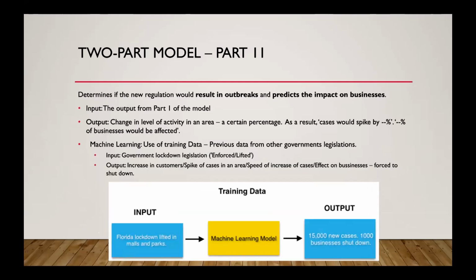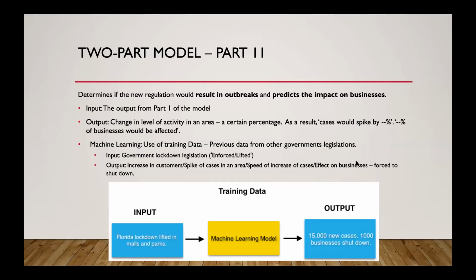Now, the second part of the model determines whether the new regulation would result in outbreaks and predicts the impact on businesses. The input into the machine learning model would be the output from part one, which is whether there is increased restriction or decreased restriction. The output of the model would then tell you if activity in a region would increase or that cases are likely to increase or decrease by a certain percentage, and that a certain number of businesses will be impacted.